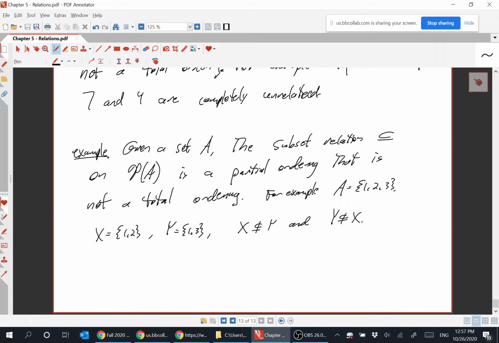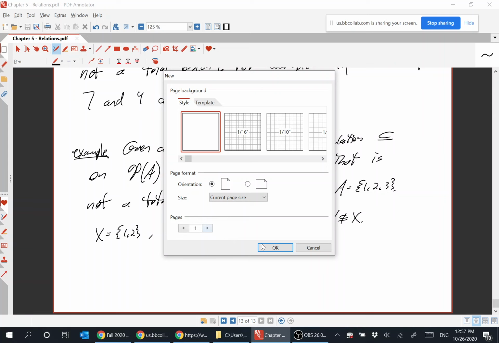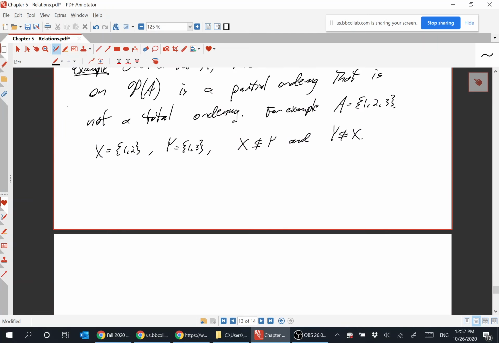Can anyone think of other examples? Let me leave you to think about that for next time.